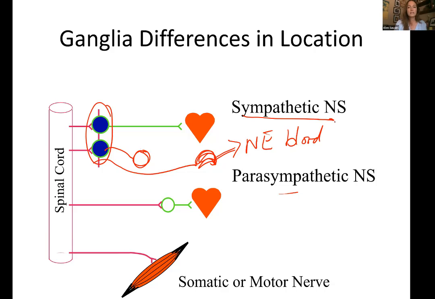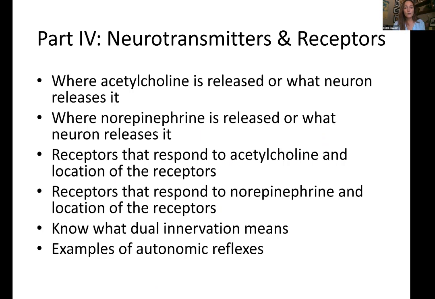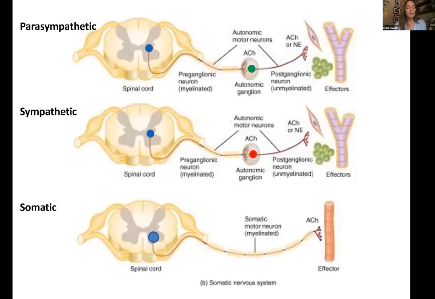So we have the sympathetic, which is a lot more complex. Now we'll talk about the specific neurotransmitters. We've been talking about some of them. We're just going to add receptors. Now we can label this.